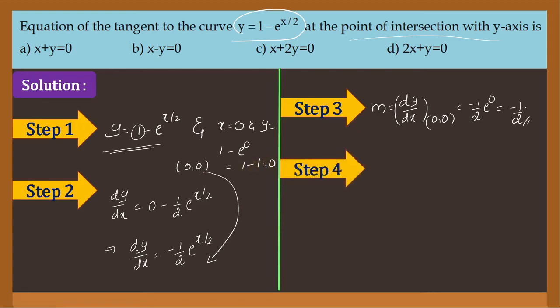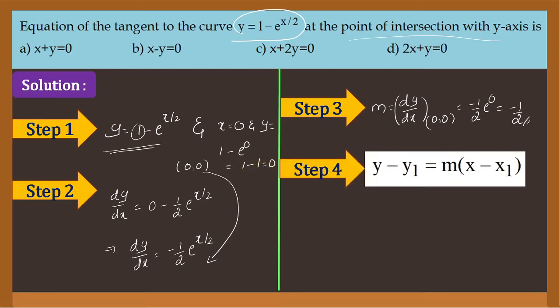Now the equation of the tangent is y minus y1 equals m into x minus x1. Here (x1, y1) is the given point, and m is the slope. So y minus 0 equals minus 1 by 2 into x minus 0. This implies 2y equals minus x, which implies x plus 2y equals 0. Therefore, the answer is option C.